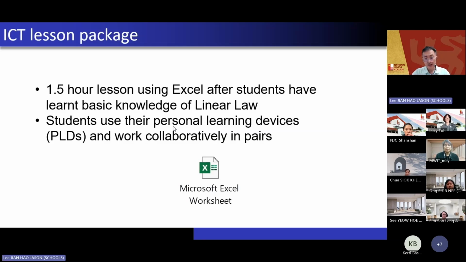Now, after students have a basic knowledge of linear law using our in-house notes and have done some practice sums that are equivalent to O-level standard questions, we will conduct this 1.5-hour lesson using Microsoft Excel. Okay. They will be using their personal learning devices, but we also work collaboratively in pairs.